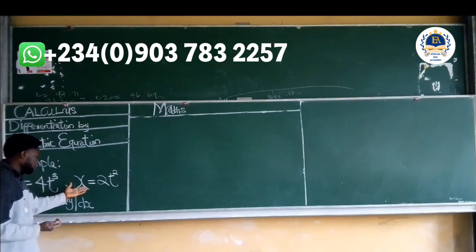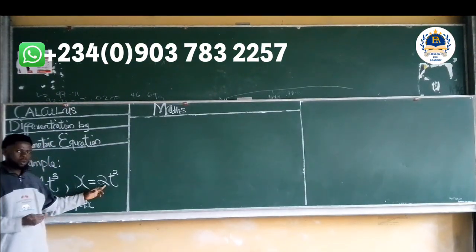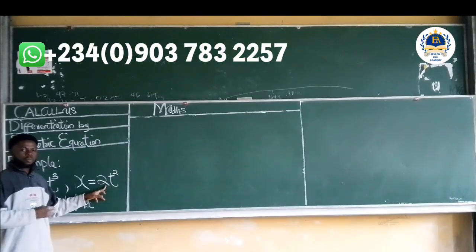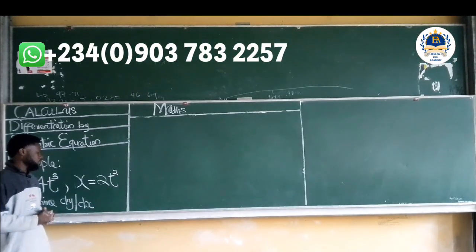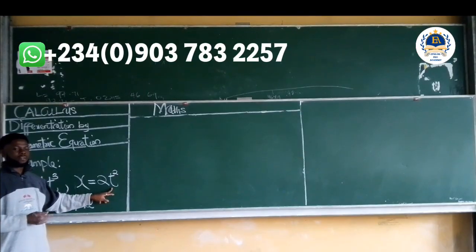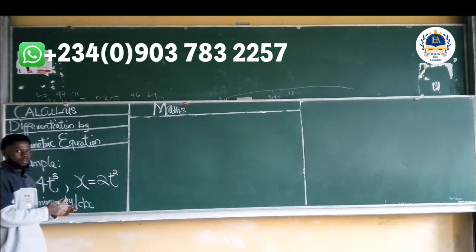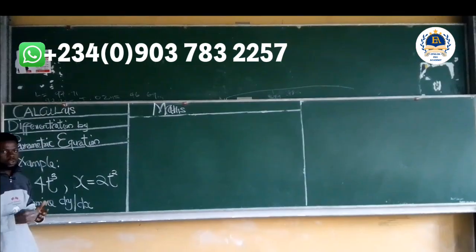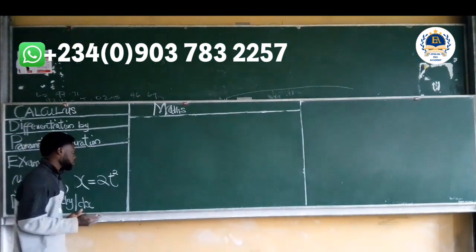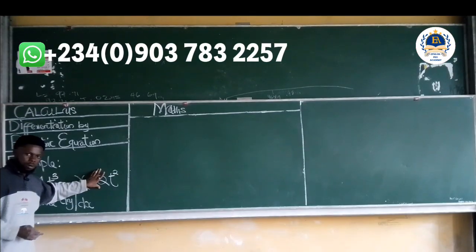Likewise, because this function or this equation consists of two letters, x and t, the derivation of this becomes dx over dt. So that is the logic. Take note of this. So we are going to find the derivation of this and also of this.